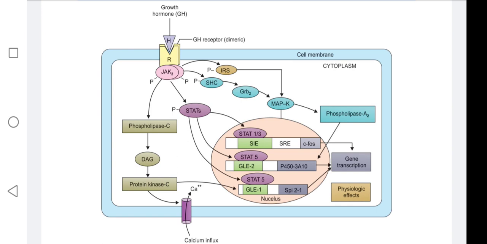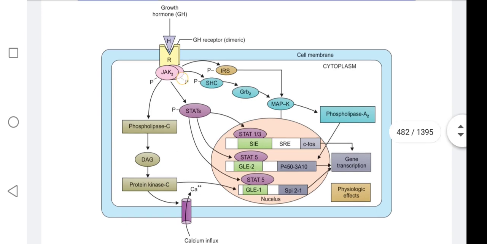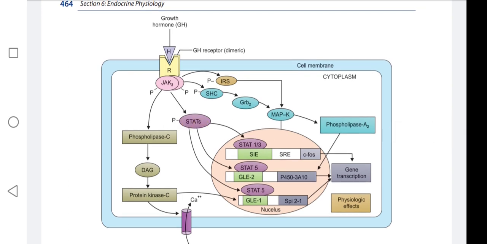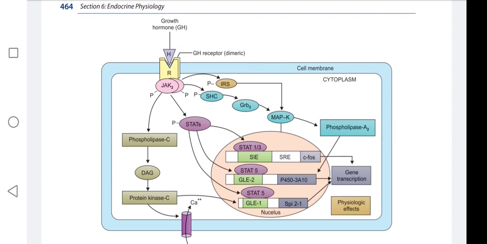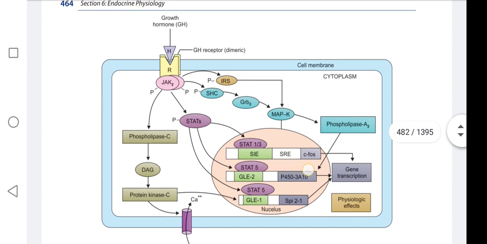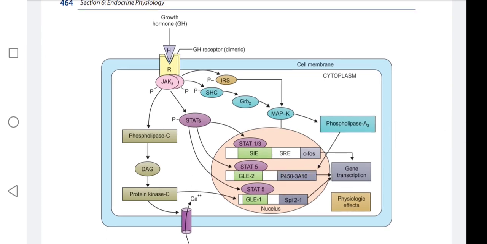It activates the JAK2, that is JAK kinase. Thus it causes phosphorylation of STATs. STAT is nothing but signal transducer and activator of transcription, which induces various gene transcriptions by entering into the nucleus. The hormones like prolactin and other hormones also act through JAK-STAT pathway.